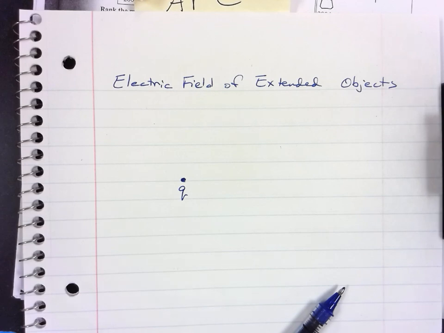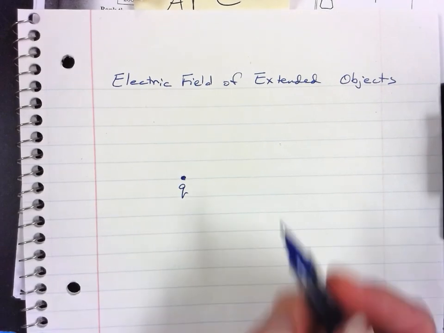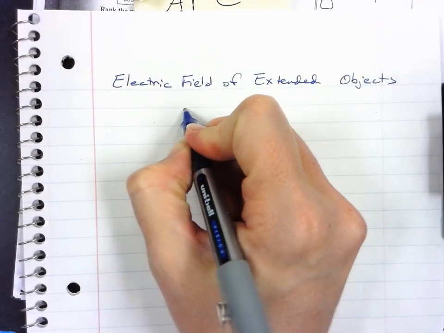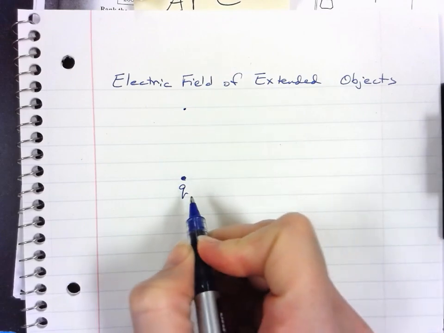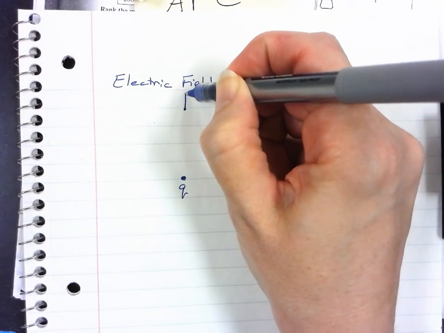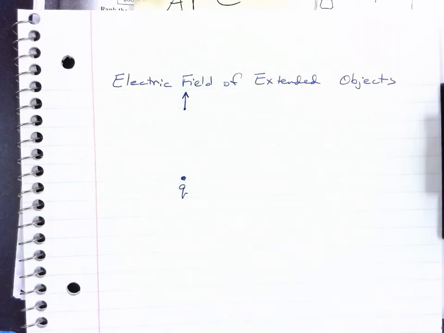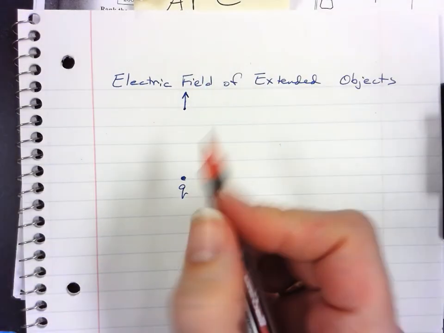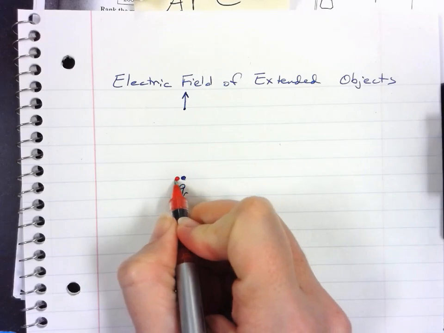So we've been talking about the electric field created by a point charge. Here I have a point charge, and I want to know the electric field right up here. This is a positive charge, so it makes an electric field at this location away from it. That's easy. That's E1.